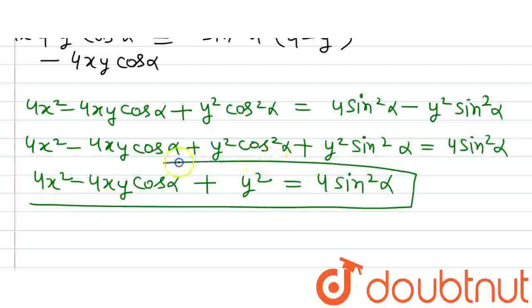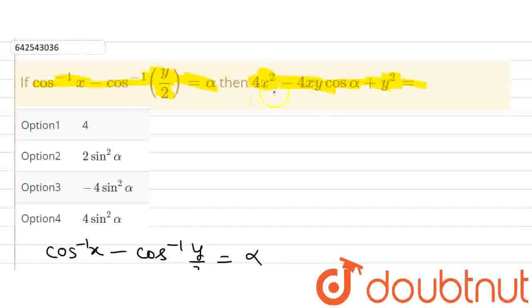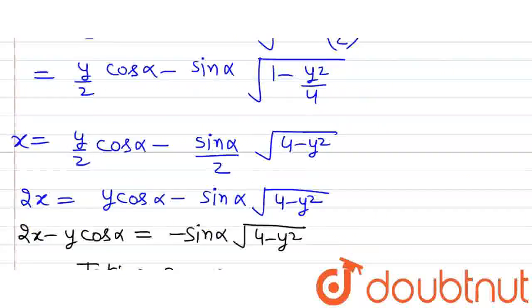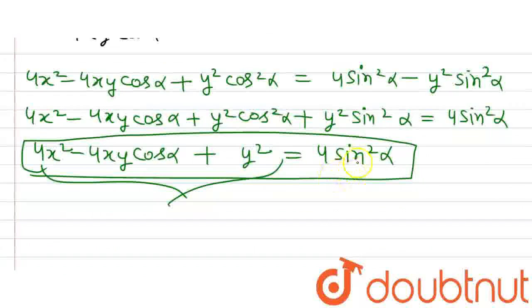And if we observe, this is what we were supposed to find in the question. We were asked to find the value of 4x square minus 4xy cos alpha plus y square, and what we have found is that it is equal to 4 sin square alpha.